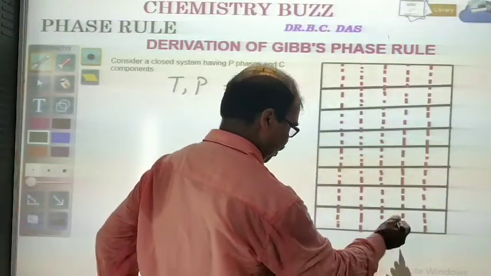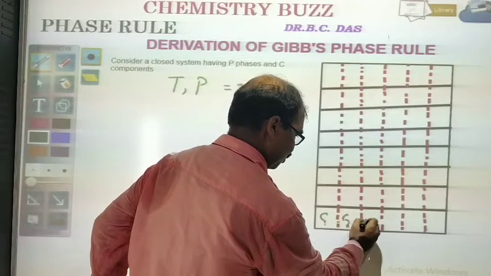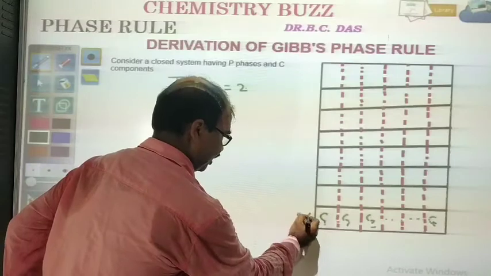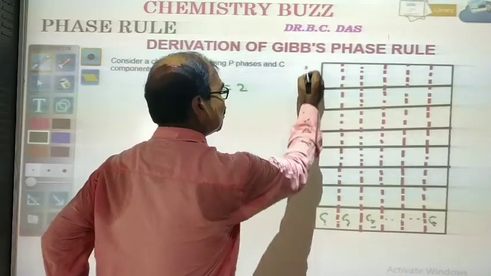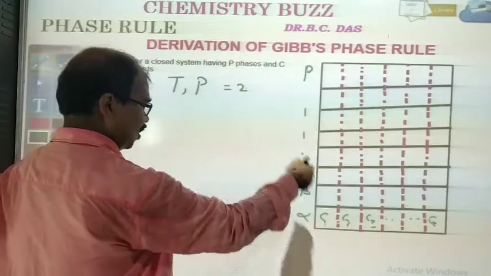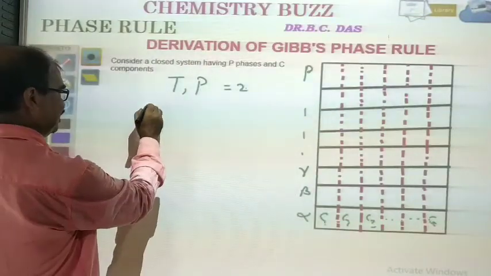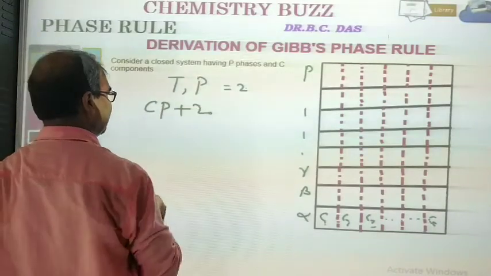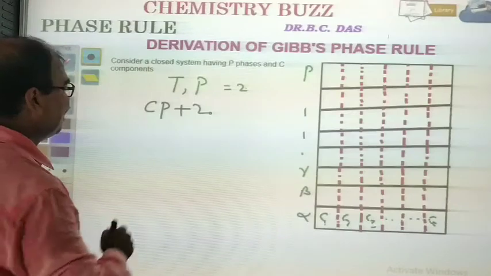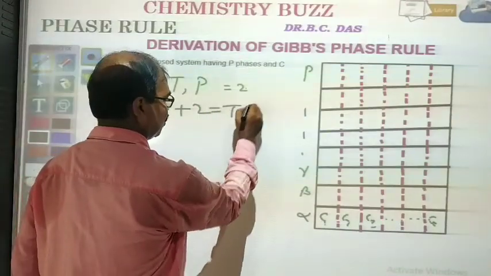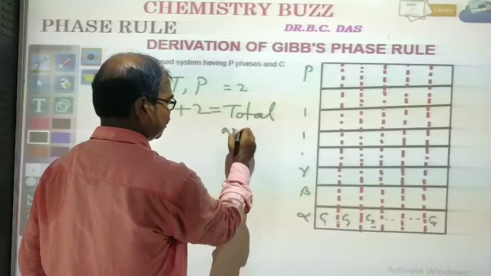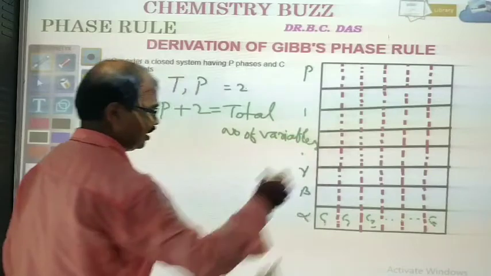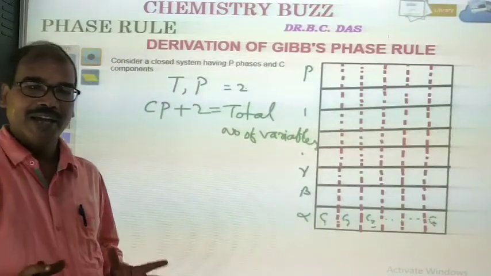And we have C components, C1, C2, C3 up to CC, and we have alpha, beta, gamma up to P phases. So the total number of variables is CP plus 2. This is the total number of variables of the system. So how many independent variables are there then?